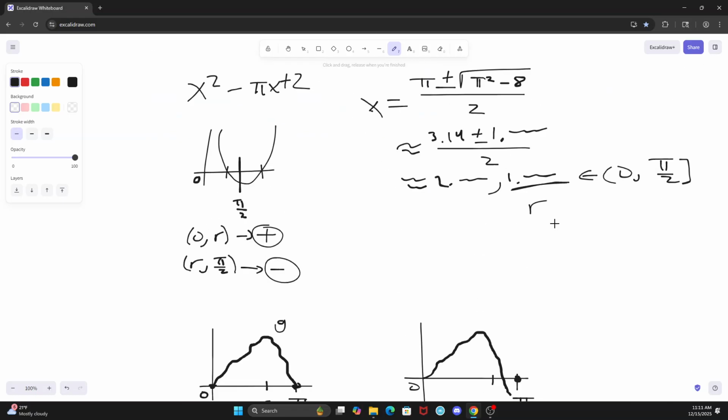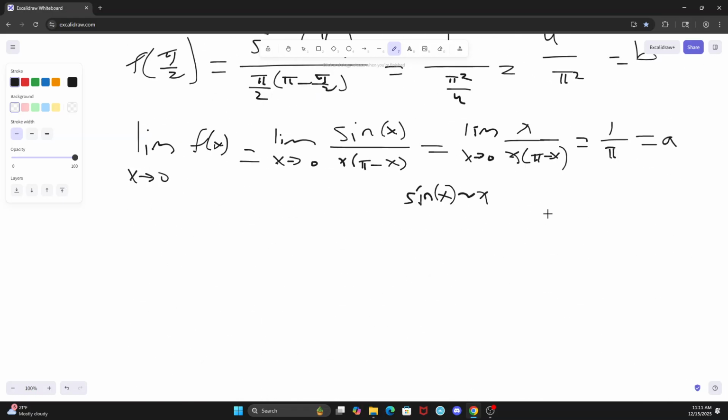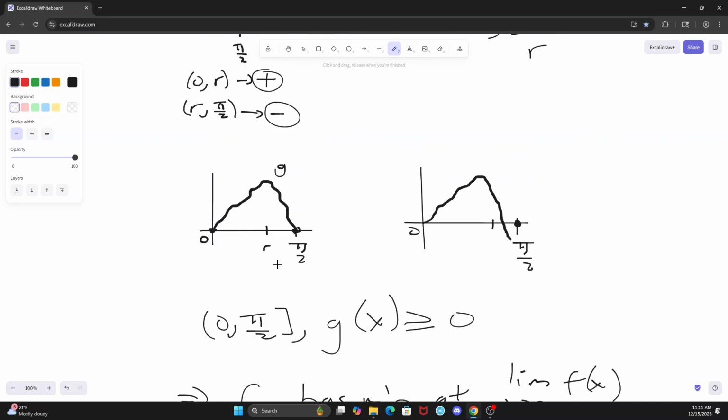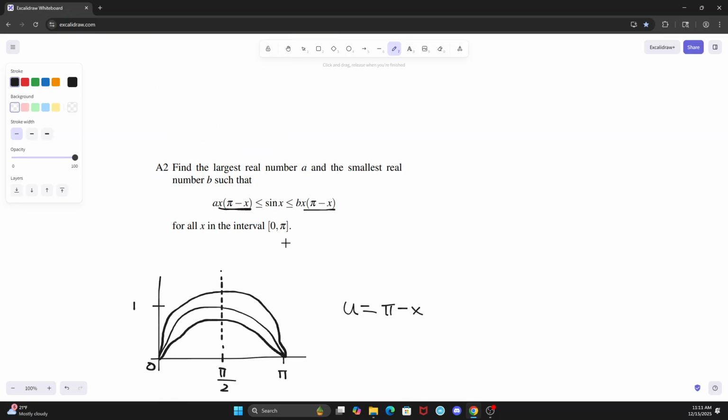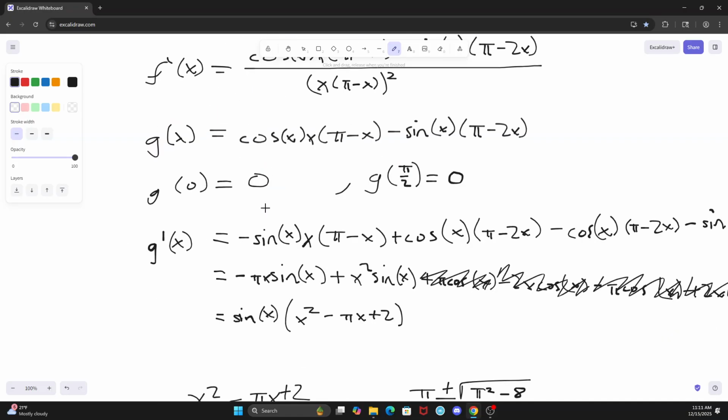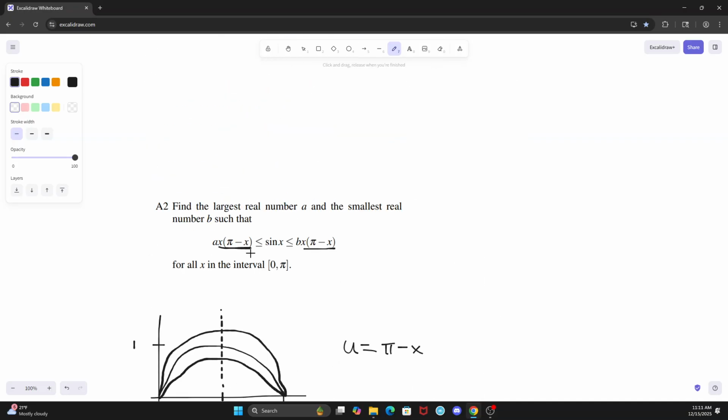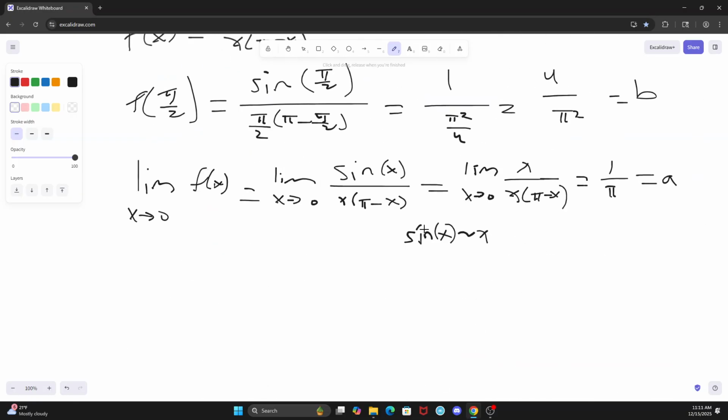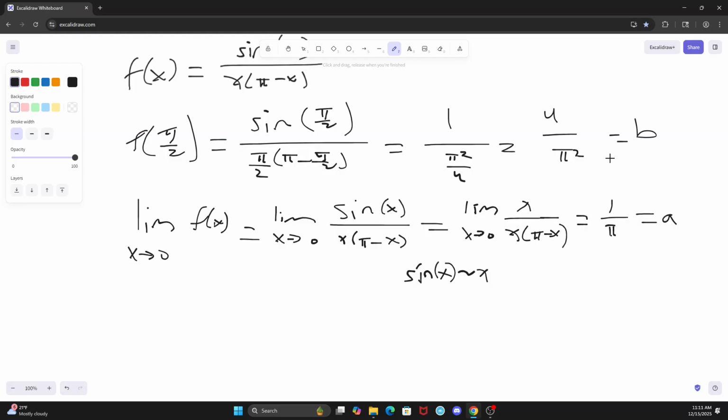So in the end, we have that the largest real number a and the smallest real number b, such that this inequality is always true, is when a is 1 over pi and b is 4 over pi squared.